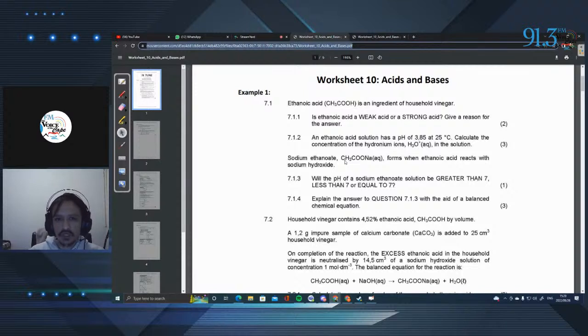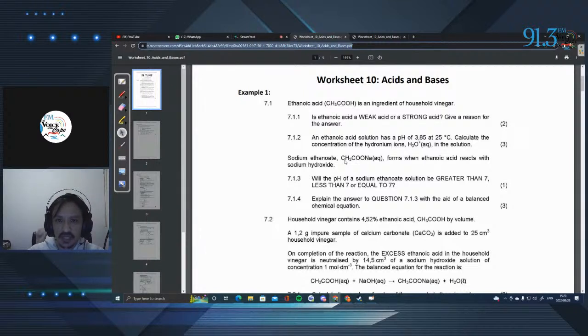Now, if we look at example 1, the question states that ethanoic acid, CH3COOH, is an ingredient of household vinegar. And they ask, is ethanoic acid a weak acid or a strong acid? So, first we need to understand what the difference between a weak and a strong acid is. A weak acid is something which only ionizes partially in solution, so it's not a complete ionization of the acid, but a strong acid is something that dissociates completely in solution.